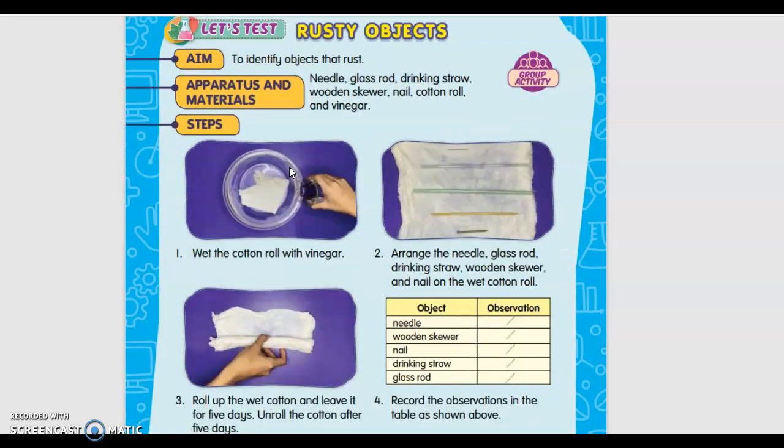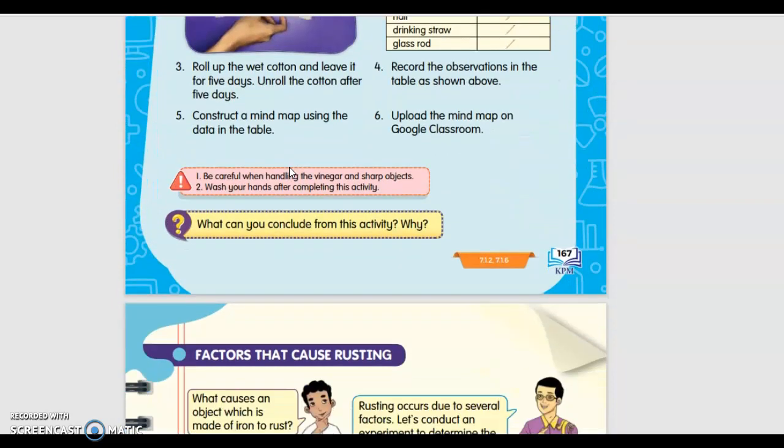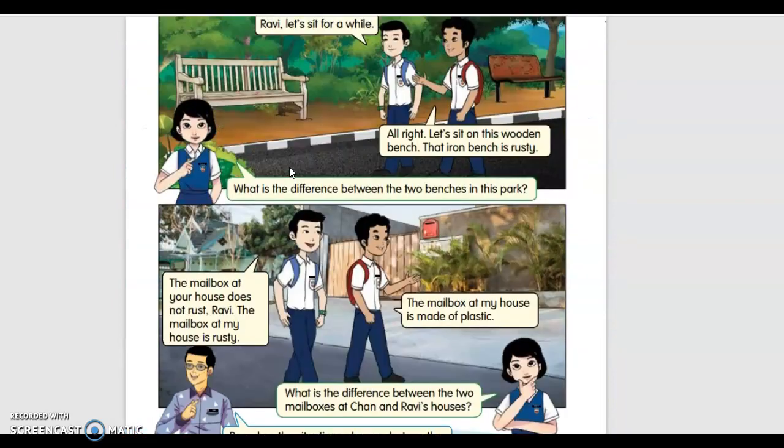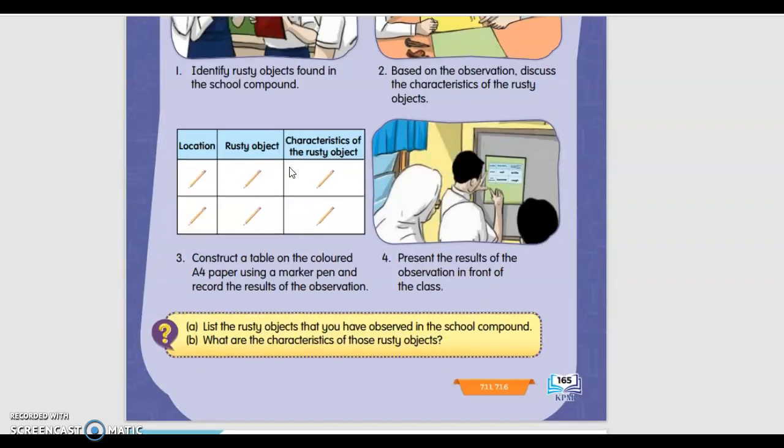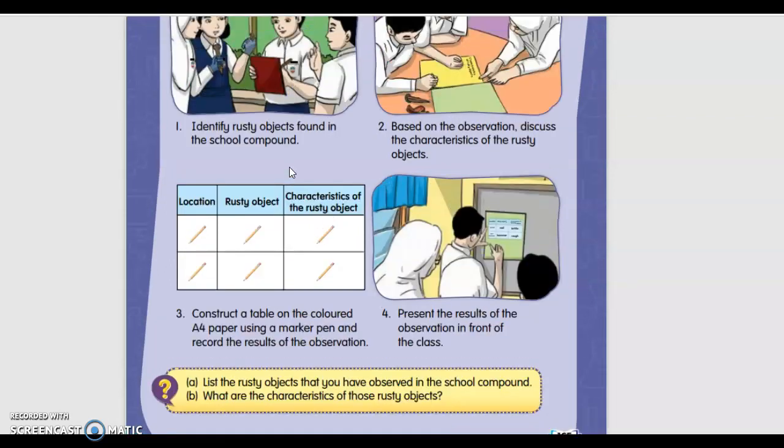Okay, we don't have to do this now because first of all, you have to understand the characteristics of the rusty objects. Okay, so please do this fun activity. It is a fun activity, but at the same time, it gives you a lot of information about the characteristics of the rusty object. All right. Okay. So this is your task today. Please complete it and send it to me.